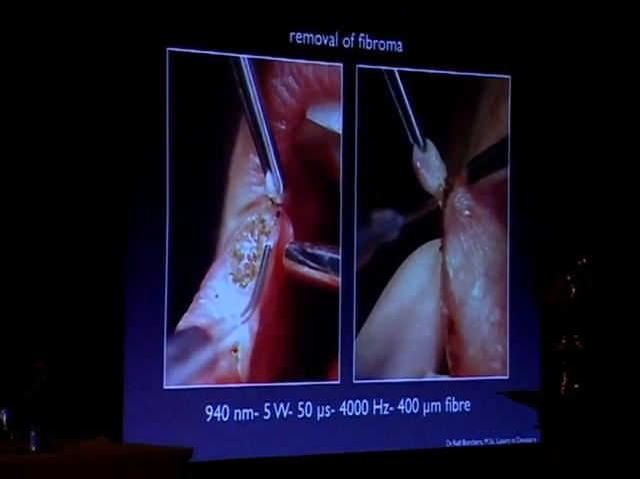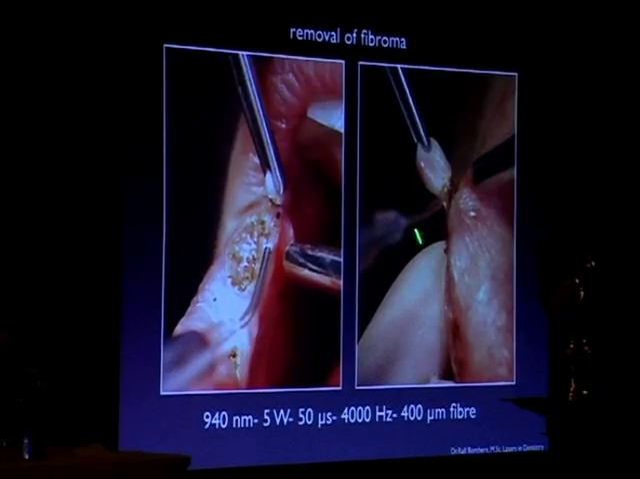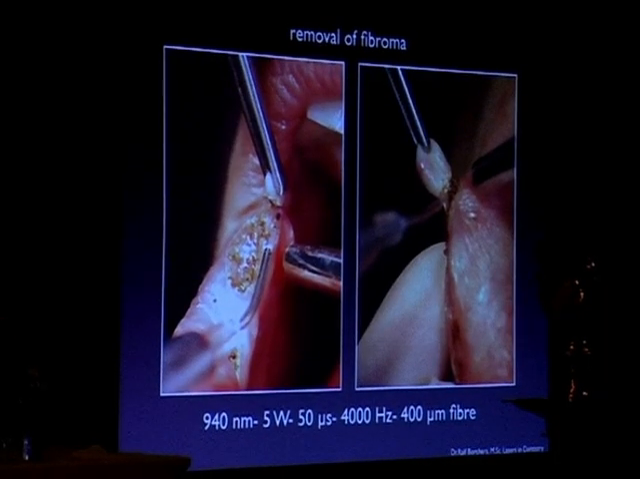And it's always very important that if you are treating fibromas or anything else, if you want to cut with a diode laser, you have to use enough tension on the tissue. The more tension you have, the better it will cut.